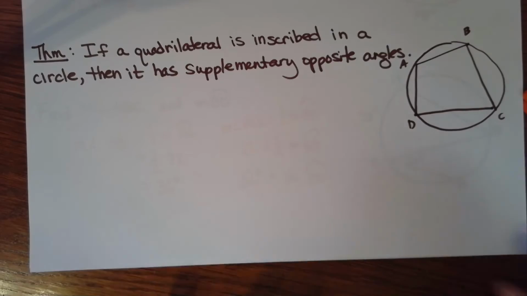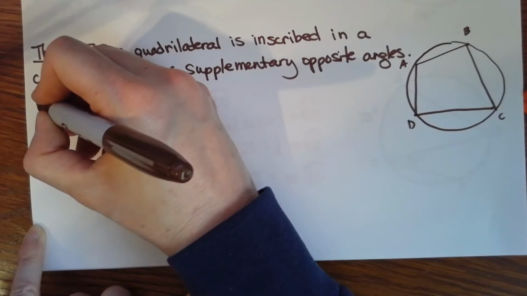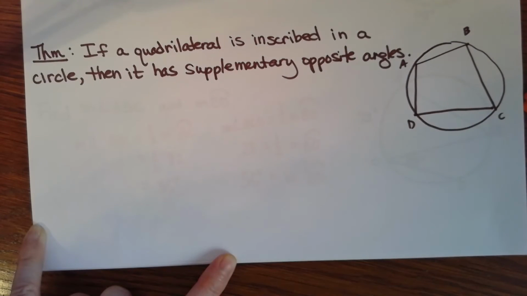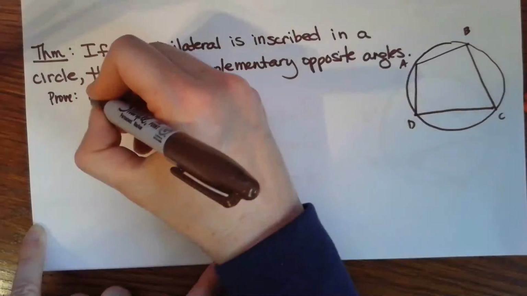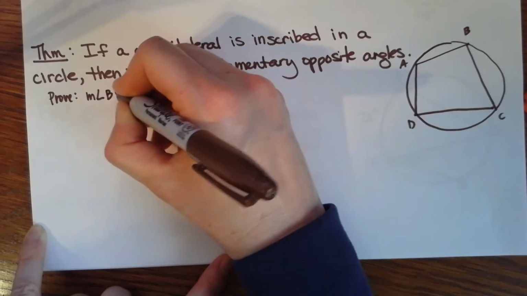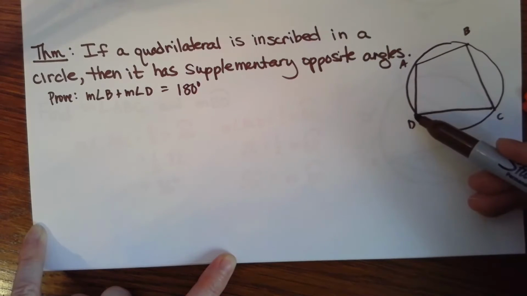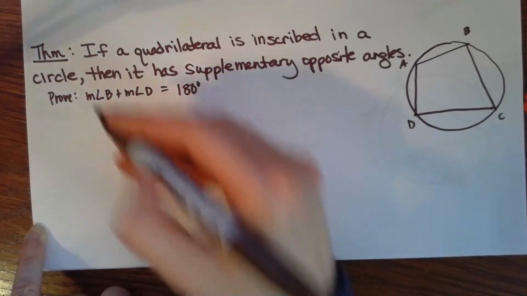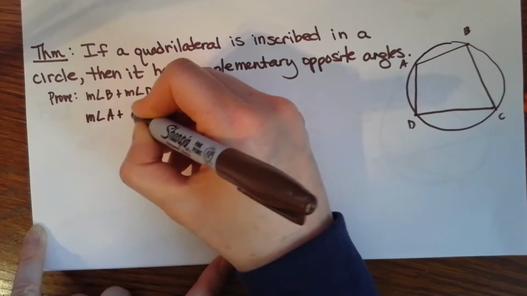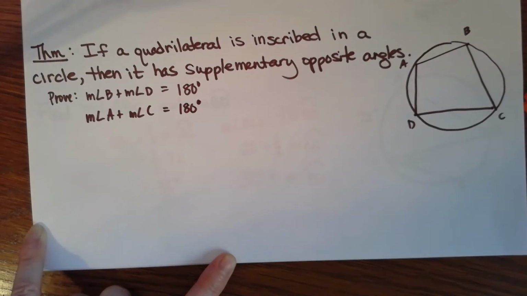So in terms of what our picture is saying, the given is that the quadrilateral ABCD is inscribed in a circle, and what we would have to prove is that if I took the measure of angle B and added the measure of angle D, that would be 180. So B and D, which are opposite, are supplementary. And A and C are also opposite angles, so the measure of angle A plus the measure of angle C would have to be 180 degrees. So how would we go about proving this?